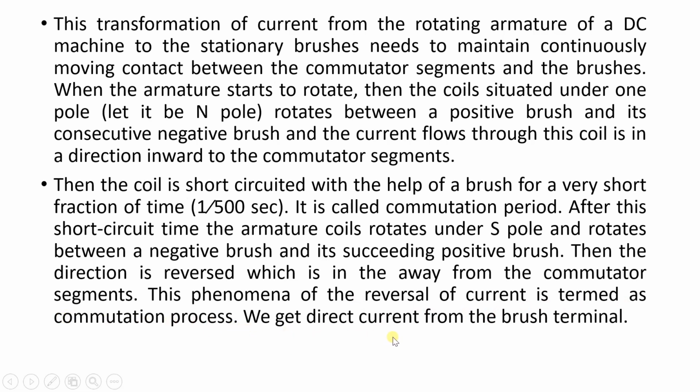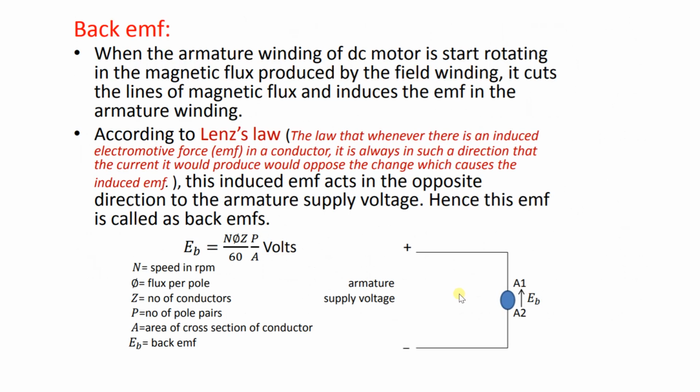We get direct current from the brush terminal. So this is how we get the direct current by the combination of commutator and brush. The combination of brush and the commutator is called the commutation process.